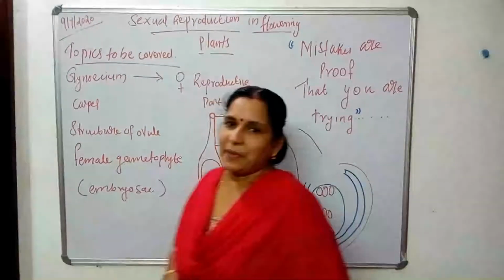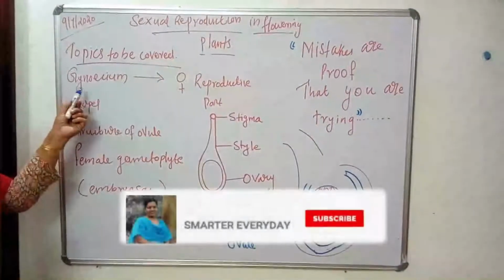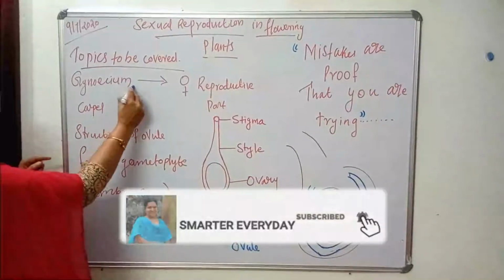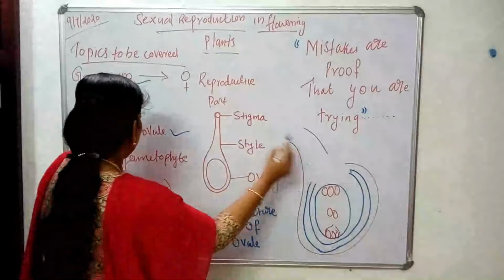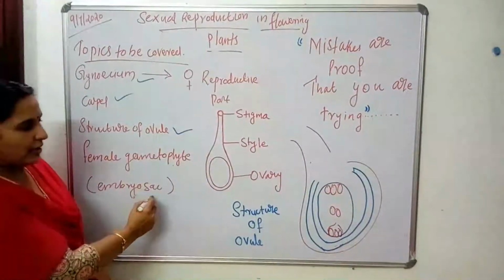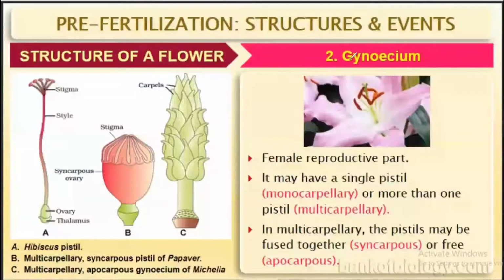Yes, our today's topics are gynoecium, carpel, then structure of ovule, female gametophyte or embryo sac. Yes, gynoecium represents the female reproductive part. Yes, there are two conditions. First one is monocarpellary. What is monocarpellary and what do you mean by multicarpellary?